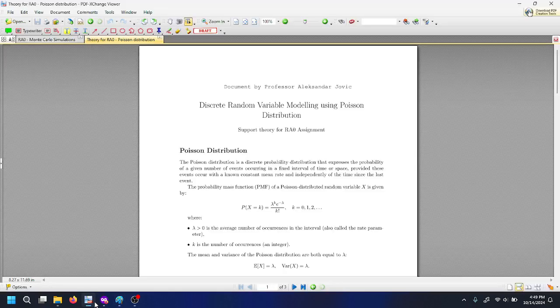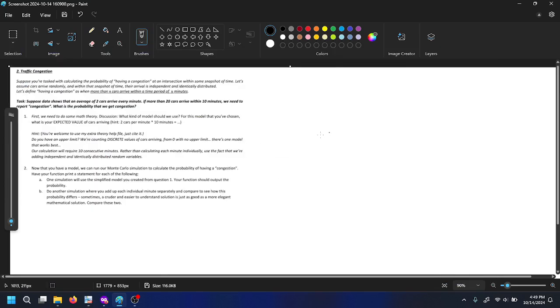And I'll pull this up because this is a giveaway to what the model we should be using, but the model that we should be using is the Poisson distribution. And the reason for that is because the Poisson distribution is a discrete probability distribution, meaning it takes on specific values. And it is appropriate for modeling the number of events, for example, the number of cars arriving, that happen over some fixed period of time.